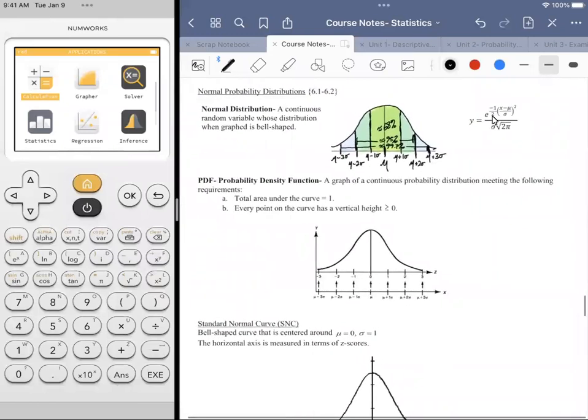And so that brings us to the standard normal curve. I mean, the bits and pieces related to a probability density function is really important. Like total area under the curve is equal to 1. Every point on the curve has a vertical height greater than or equal to 0, meaning it'll never go below 0. Technically, it'll never actually even hit 0, because this is what we call an asymptote.